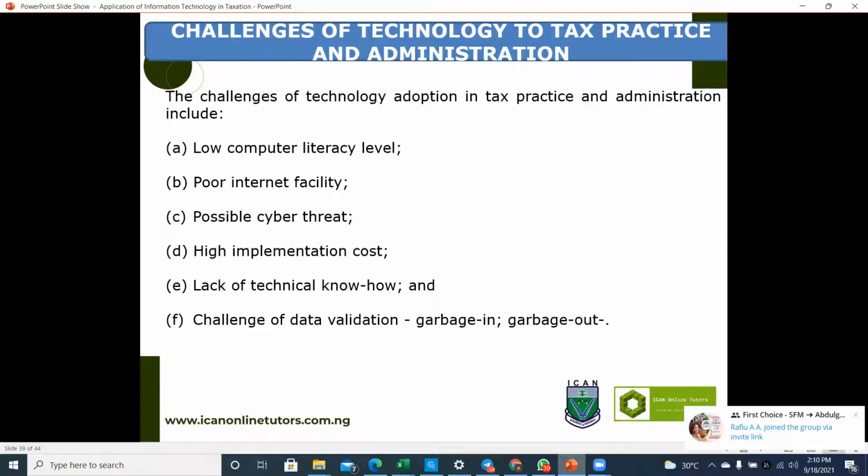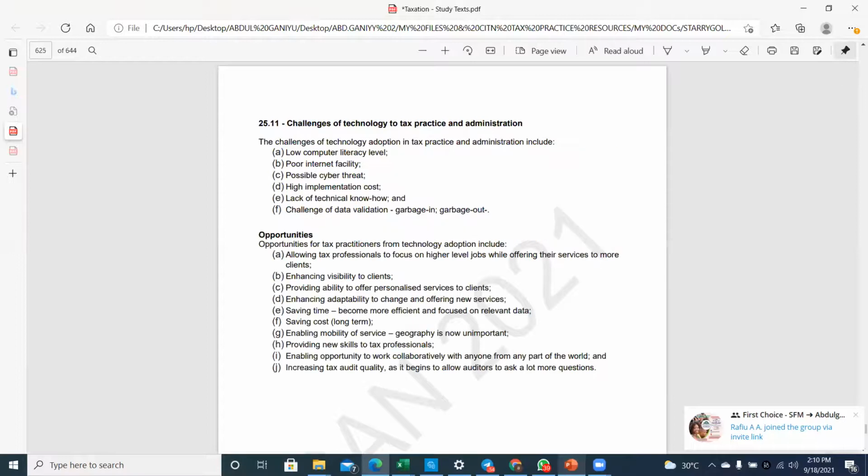So we have lack of technical know-how. Yes, I've mentioned it earlier. So without your technical know-how, you may find it difficult to navigate your internet, to navigate your client's system. For instance, if they are using accounting software which is linked on the cloud, okay? So you may find it difficult to access their file. So it requires a technical know-how. So we also have challenge of data validation, that is garbage in, garbage out. So now let's take the opportunities.